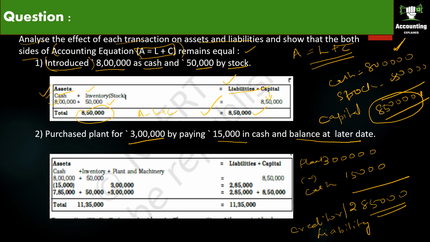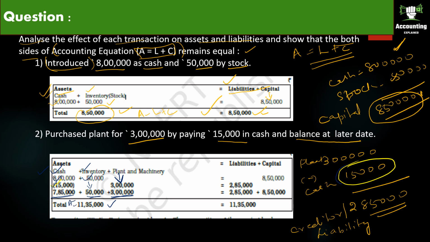So the previous closing balance is 8,50,000 for assets and liabilities plus capital is 8,50,000. Now we are going to take that here. See, cash is how much? 8 lakhs. Inventory is 50,000 and now he has bought plant and machinery of 3 lakhs. But he has paid rupees 15,000 as cash, so that will be deducted from cash. 8 lakhs minus 15,000, so now the cash becomes 7,85,000. Inventory remains the same, 50,000, and plant and machinery has become 3 lakhs. So the total is 11,35,000. That is the A.